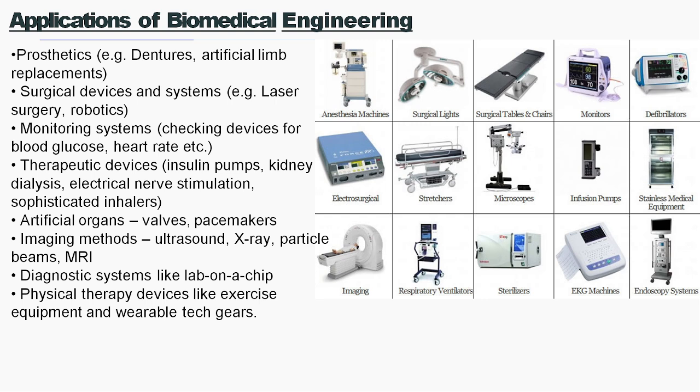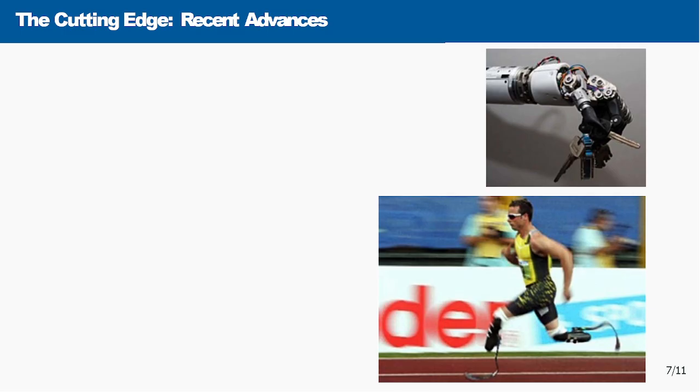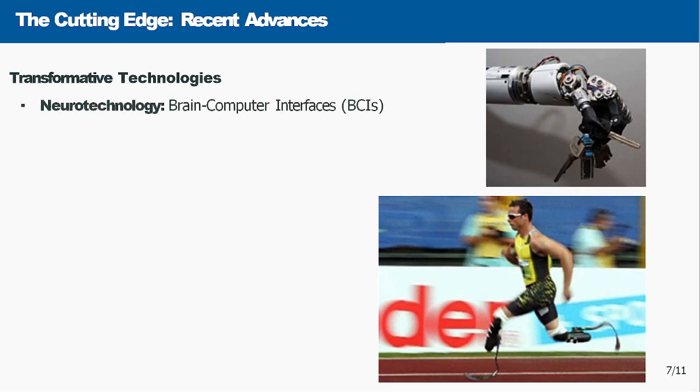Physical therapy devices like exercise equipment and wearable tech gear, smartwatches, whatever is generating signals or measuring different types of physiological activity. Healthcare apps for smartphones and smartwatches, for personalized medicine, are also very useful applications of biomedical engineering. Now in recent advancement, we can say transformative technologies like neurotechnology, that is most important.